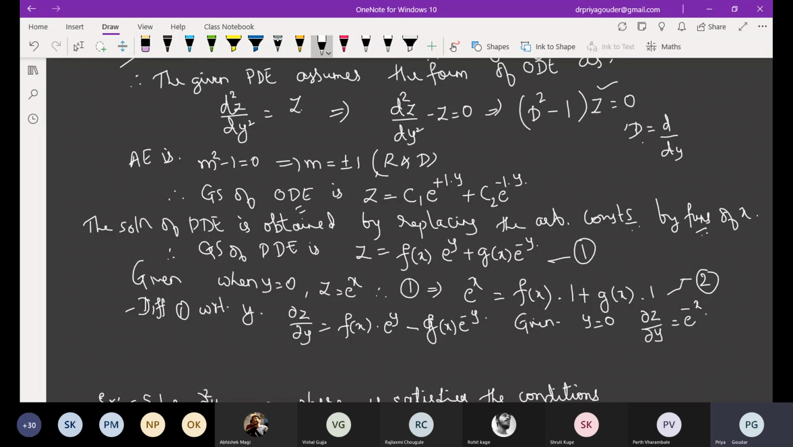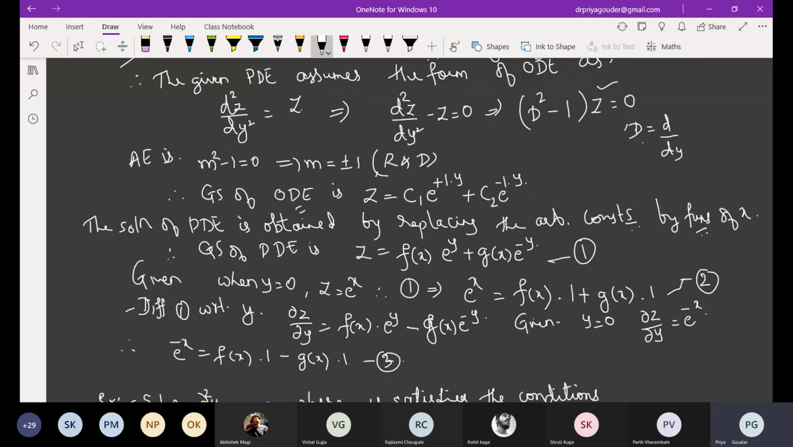Given y equal to 0 and dou z by dou y is given as e raised to minus x, no? So what happens if you substitute? See, dou z by dou y is e raised to minus x. This is f of x. Y is 0 means e raised to 0 is 1. Similarly, e raised to minus 0 is also 1. Take this as equation 3.